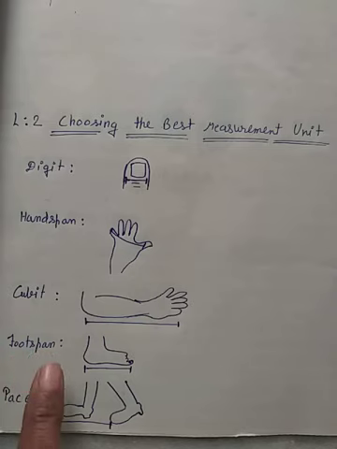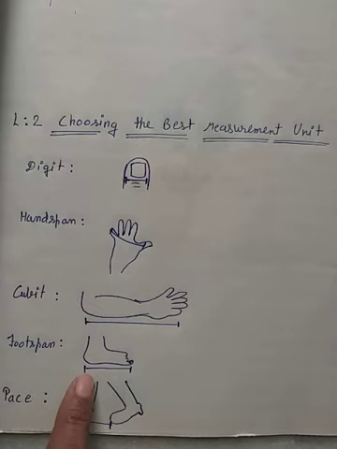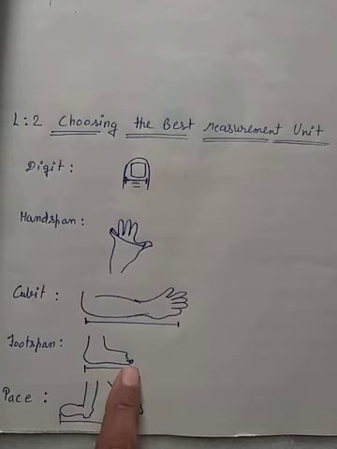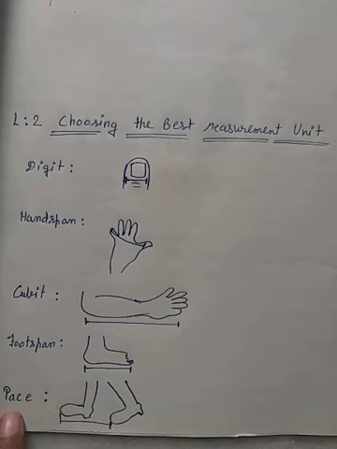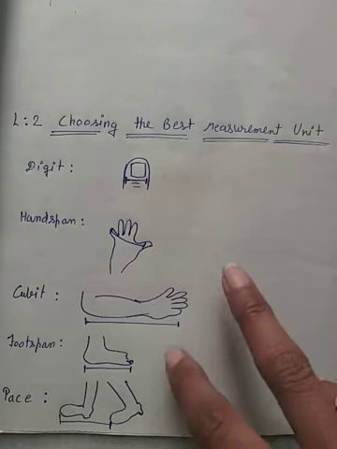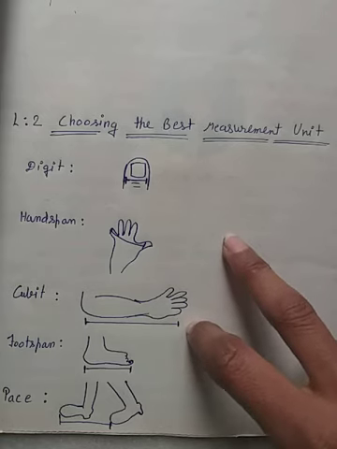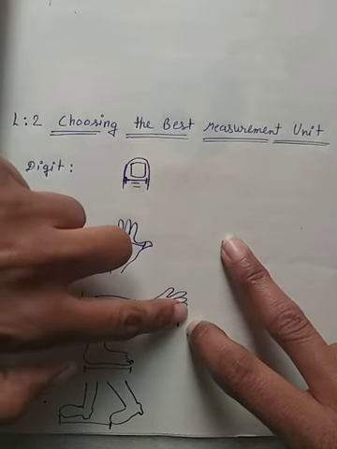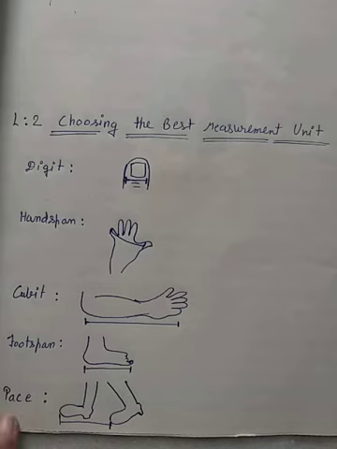Next, foot span. With our foot, if we are measuring any length of an object, that is called foot span. Next, pace. If we are measuring length with our legs, with steps, if we are walking like this, the distance between two legs is called pace.